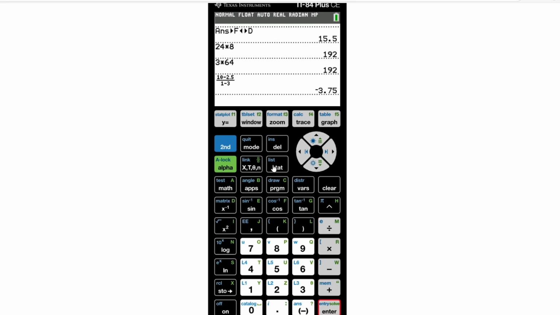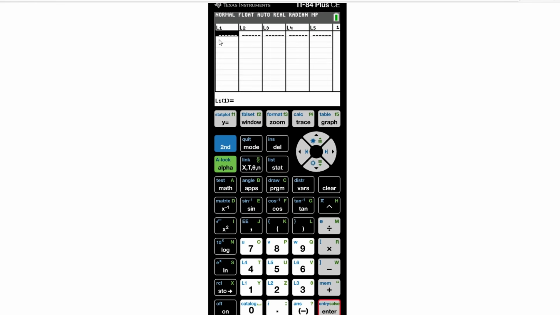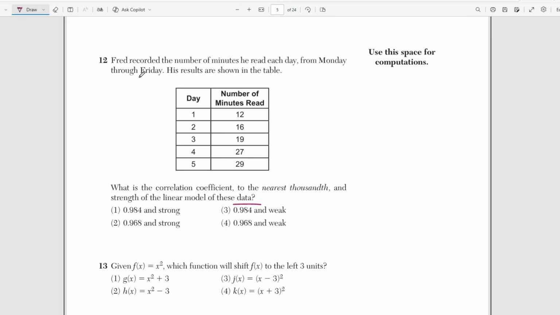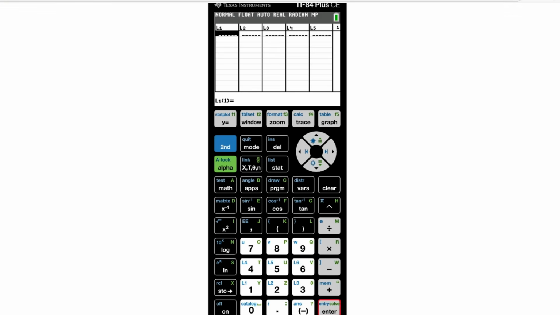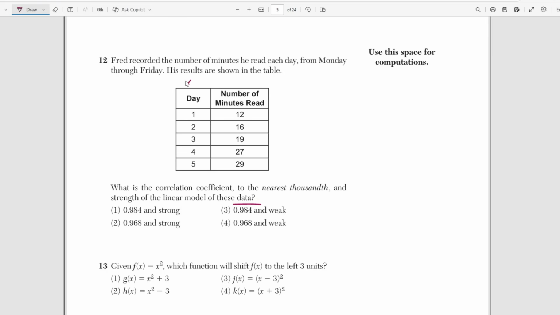What we'll do is go into stat, go into edit, and now we have this list. Usually I'm going to say that list 1 should be your x, which is your time. So this is your time, and your y is the actual variable that isn't time. So this is number of minutes read, and I want you guys to copy this table into your calculator.